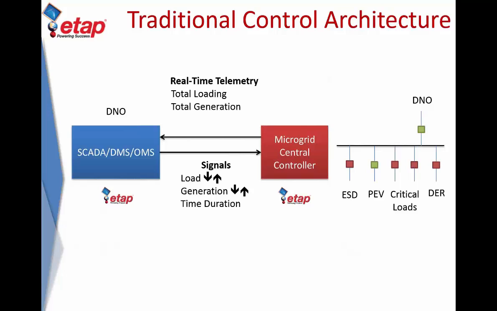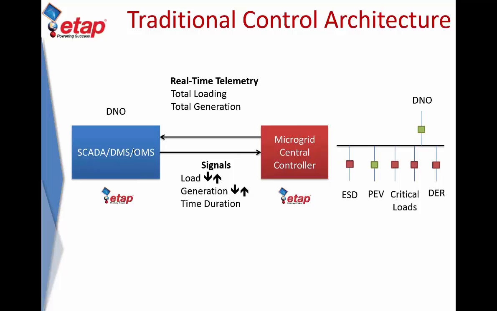Also, it's important to talk about the control architecture. So when we talk about microgrid central controller, and this is, let's say, at the customer level, and here's my feeder or a distribution network operator feeder coming into my microgrid. I can have energy storage device, photovoltaic, electric vehicles, critical loads such as hospitals, as well as distributed energy resources like wind, fuel cells, and so on and so forth. That could be part of my portfolio or my generation mix.